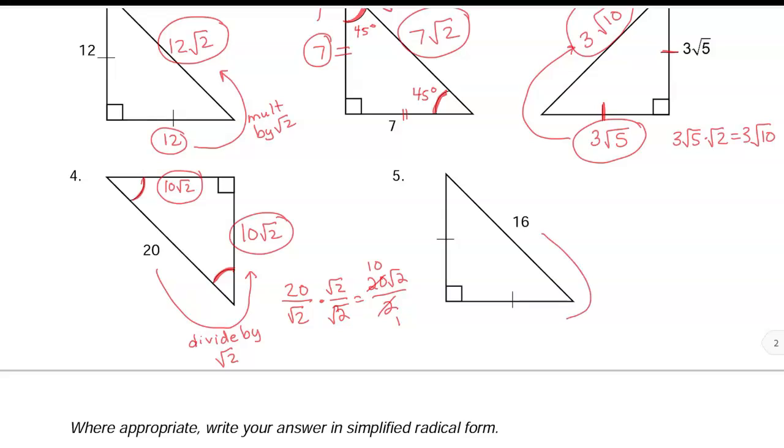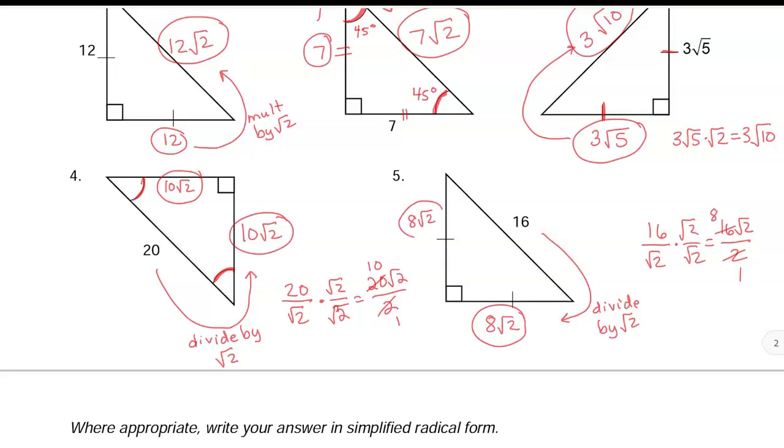To go backwards, you need to divide by the square root of 2. That means we're going to take 16 and divide it by root 2. Multiply top and bottom by root 2, and you get 16 root 2 over 2. The 2 on the bottom cancels with the 16 on the top. 2 goes into 2 once, 2 goes into 16 8 times. So the leg is 8 root 2. So is the other leg, because they are congruent.